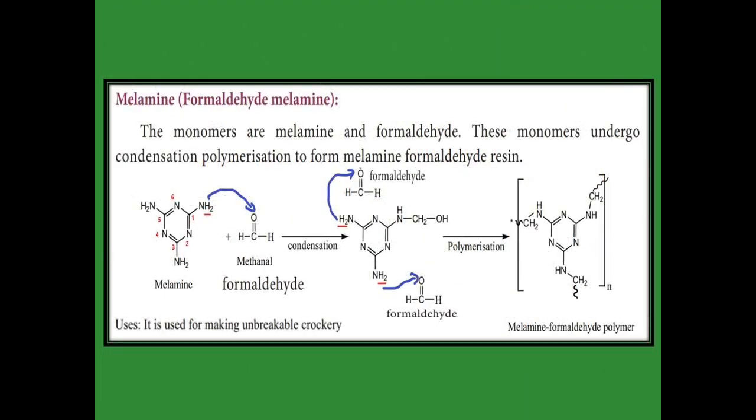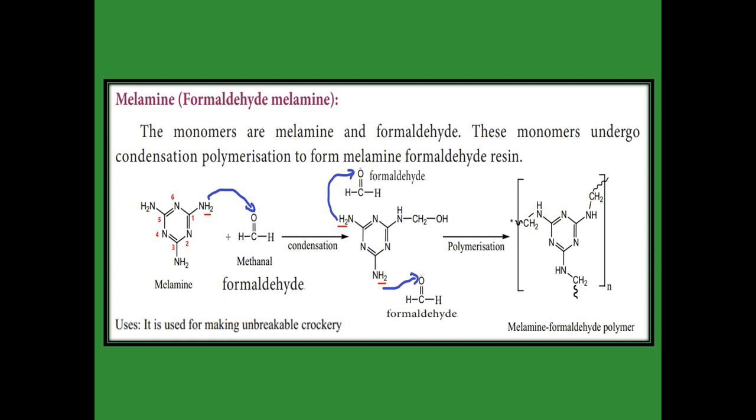Melamine formaldehyde polymer we get when melamine is added with formaldehyde. Formaldehyde's IUPAC name is methanal. In the melamine, I indicated the numbers 1, 2, 3, 4, 5, 6. The first carbon possesses NH2. One of the hydrogens of that NH2 goes to the O of the methanal. So we get one compound.